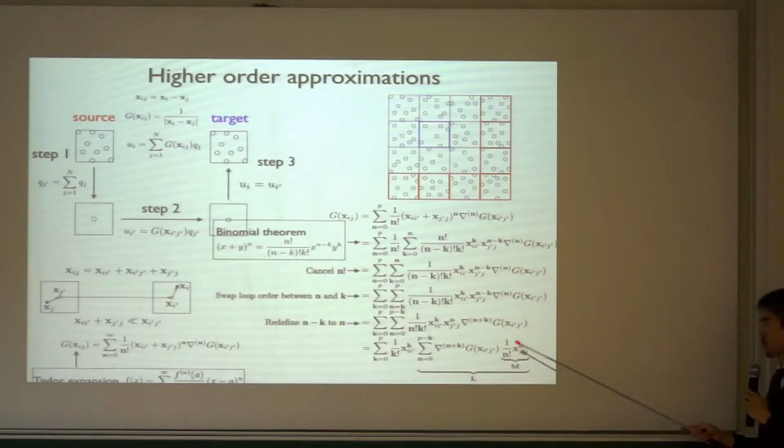N equals 2, similarly, gives you the quadrupole. So these are called multipoles. That's why I wrote here m. So multiplying this by q gives you the multipole expansion.